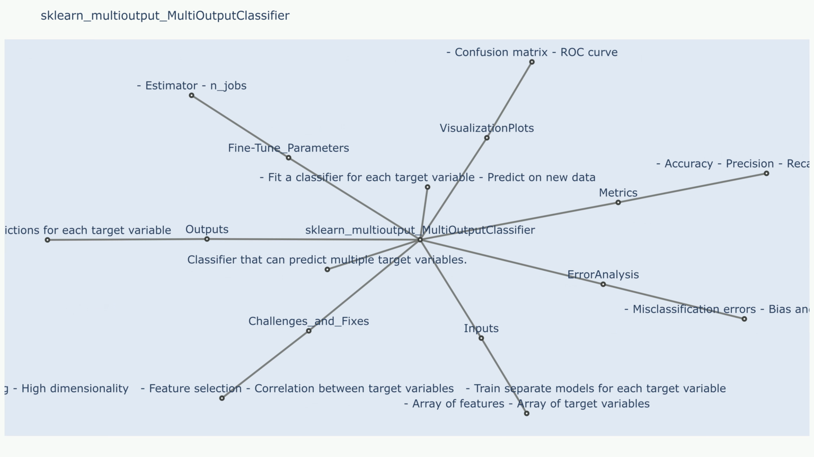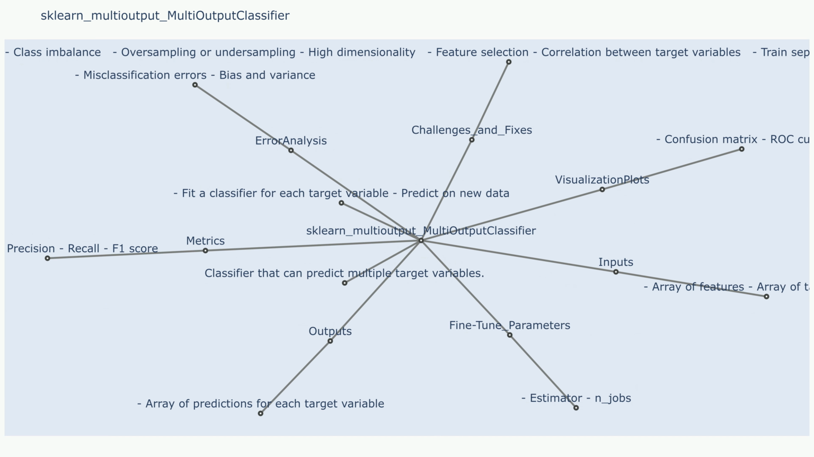Challenges and fixes. Challenge 1: data imbalance. If the target variables have unbalanced classes, the performance of the multi-output classifier might be biased towards the majority class. Sample use case that resulted in challenge 1: a dataset with a target variable where one class has 90% of the data and the other class has 10%. This might lead to the classifier predicting the majority class more frequently.